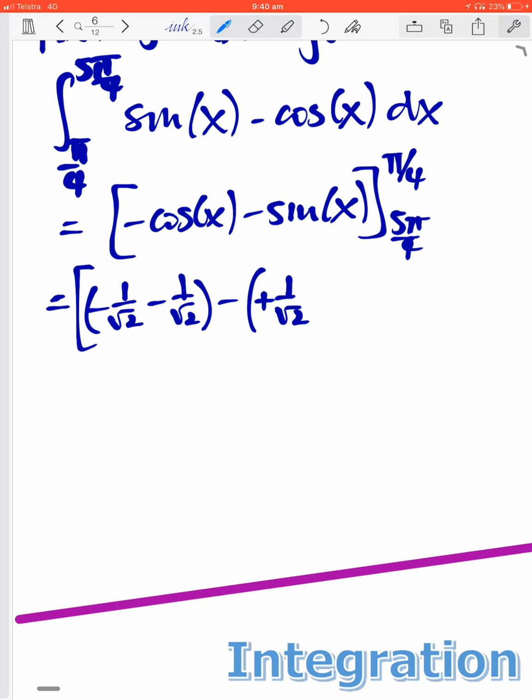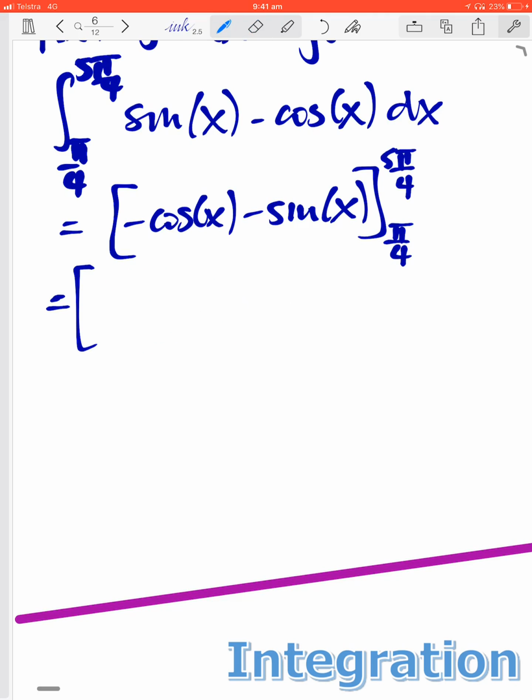Is that right? Negative cos of 5 pi on 4. Cos of 5 pi on 4 is negative, so I'm going to get negative. When I integrate cos, I get sine. Yep, okay. I've got the terminals around the wrong way. Pi on 4, 5 pi on 4, because this will make more sense now. I thought it was going to end up being 0, which it's not. Okay, let's put 5 pi on 4 in.